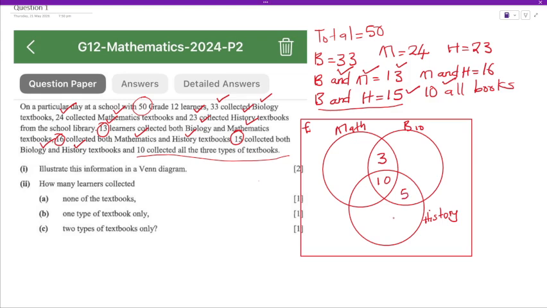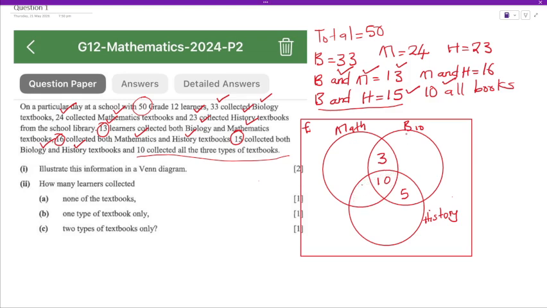We are done. We come to this region. There's a missing value here. Which one is falling under this intersection? What intersection is that one? Mathematics intersecting with history. So let us go to the information and check what we are being told about this intersection.